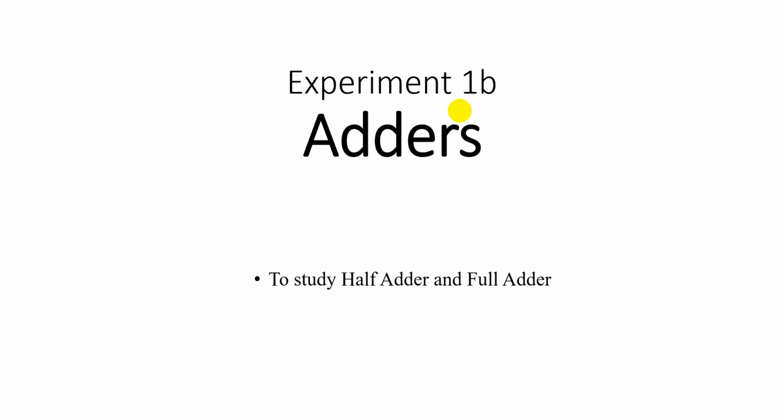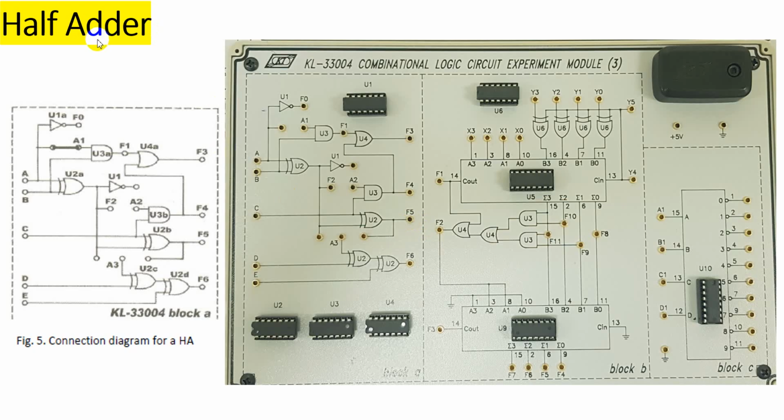Okay, so the main difference between the two is the number of inputs and the outputs. For any type of adder, be it a half adder, full adder, or any adder, we are going to have two outputs only. One output will be the sum, the second one is going to be the carry here. Okay, so let's start with the first experiment of the half adder.